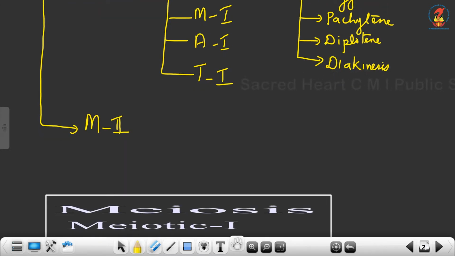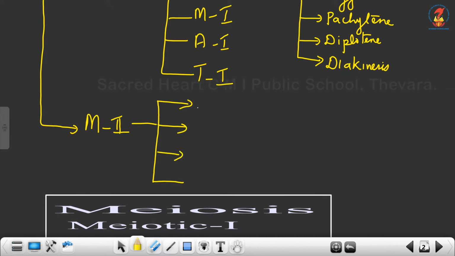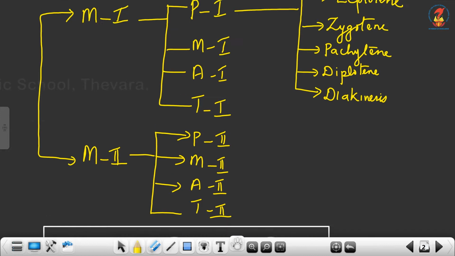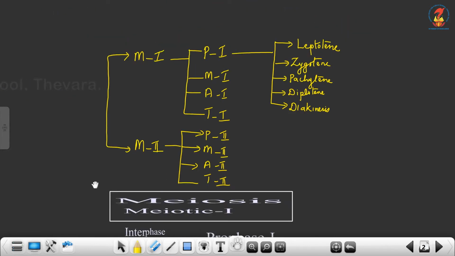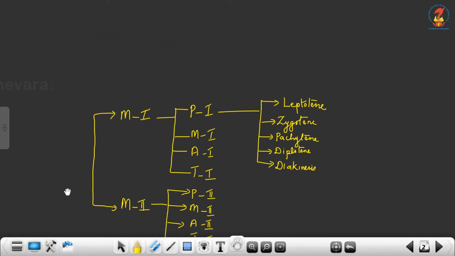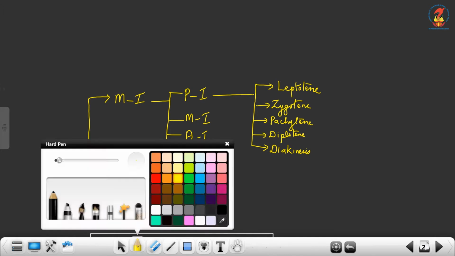Now going into meiotic division 2, it comprises 4 stages: prophase 2, metaphase 2, anaphase 2 and telophase 2. So it is very lengthy, having many stages and substages.